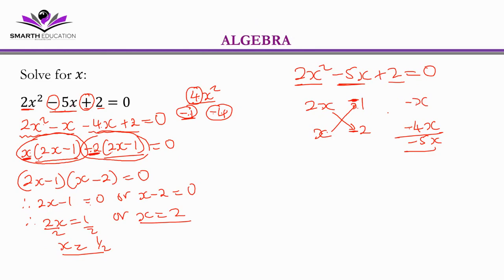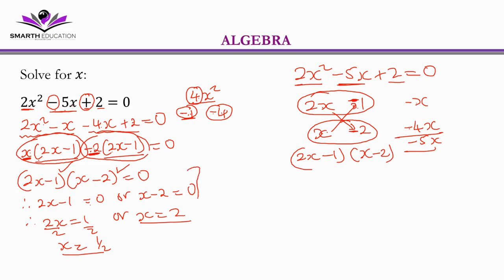And then now, once we've done that, we just take this. This is our bracket, and this is our other bracket, just like we have this bracket here and this bracket there. And then from there, we can solve for x like we did here. So x is equal to 1 over 2, or x is equal to 2.